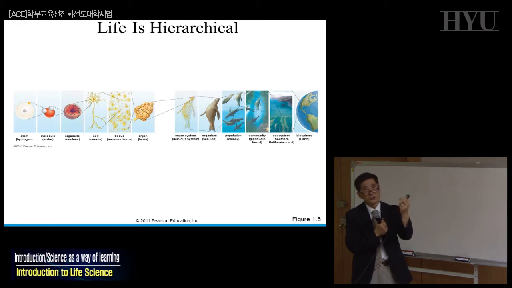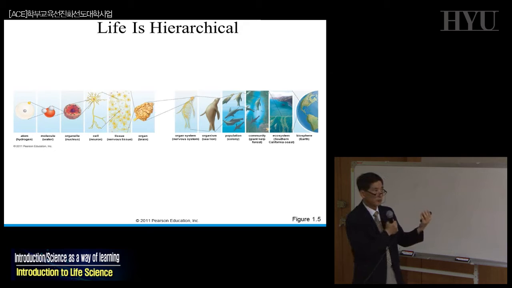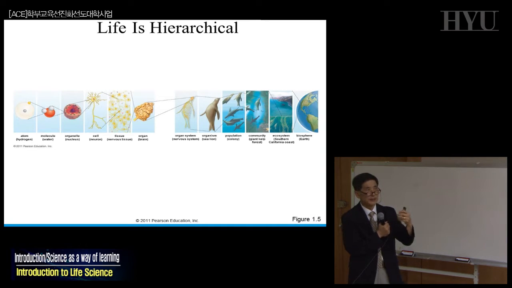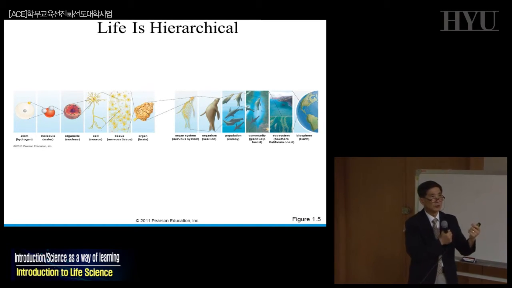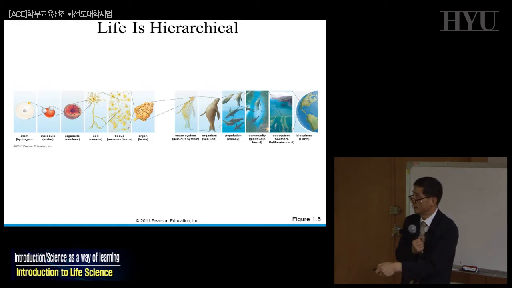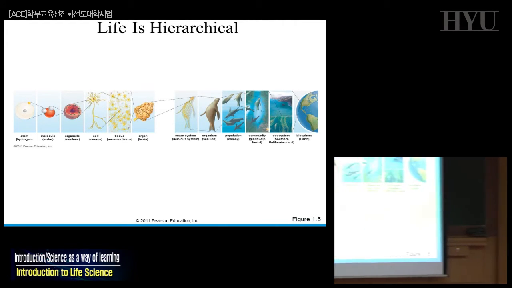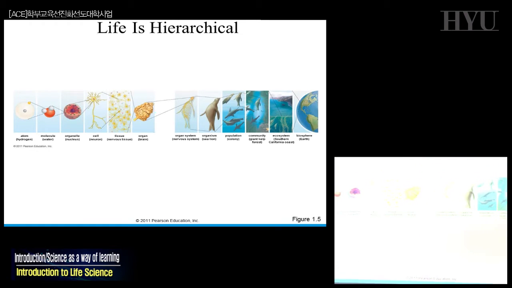Atom is the smallest unit of all the materials. In this case, hydrogen atom. It will form a water molecule. 2 hydrogen atoms, 1 oxygen, H2O. That is a water molecule. Molecules put together form small organelles. Organelle means a small part inside the cell. Mitochondria, chloroplast, those we call organelles. Small pieces. And organelles form a cell.